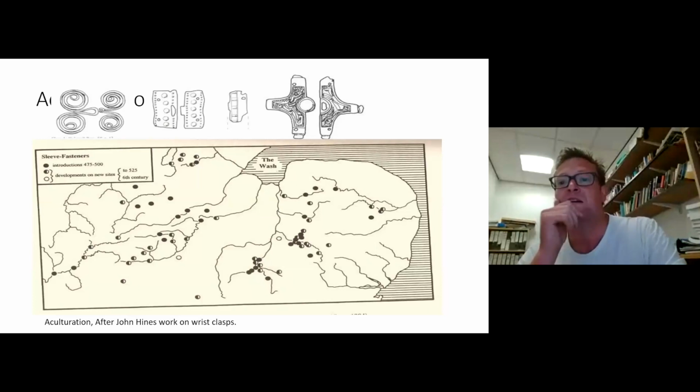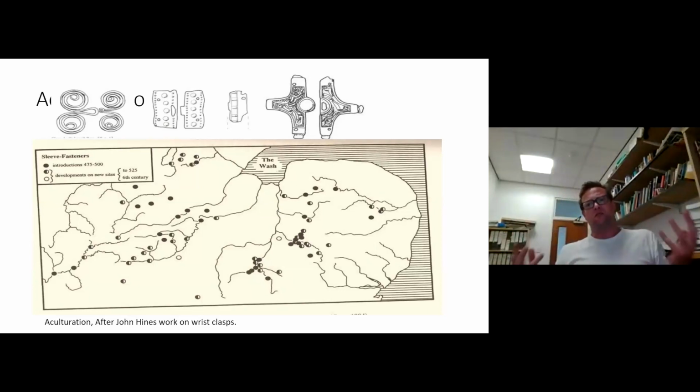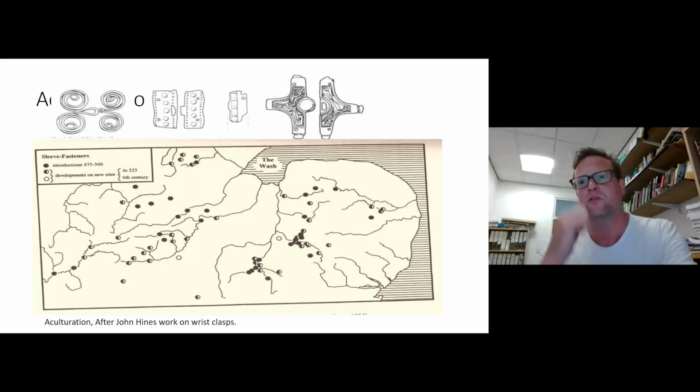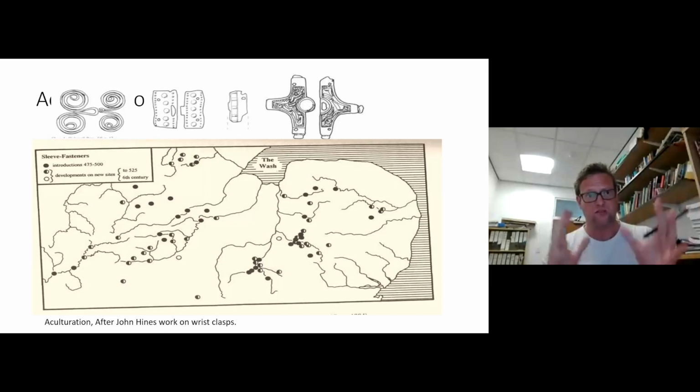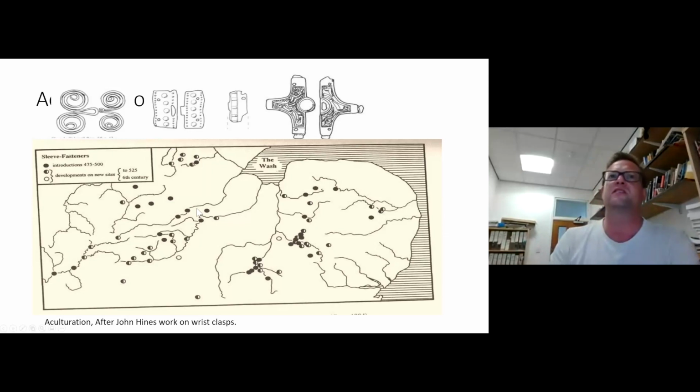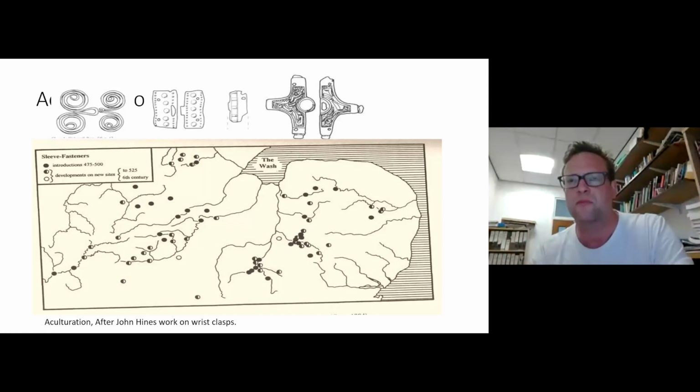Left with these conundrums, from the 1960s onwards, really, archaeologists and historians started to lose faith in the migration model, to the point where very focused scholars like John Hines were starting to think of ways where we might reduce the number of migrants. We might have an acculturation as opposed to a mass migration event. And he started to hypothesize that things like wrist clasps might give us a hint towards that type of narrative.